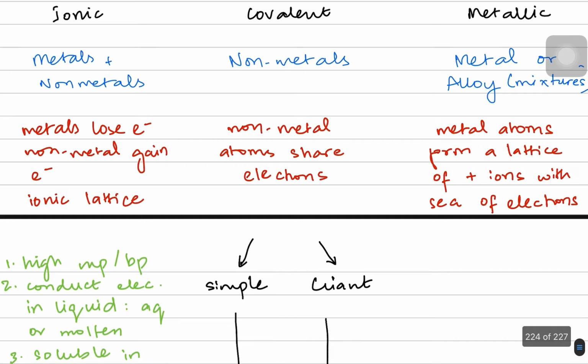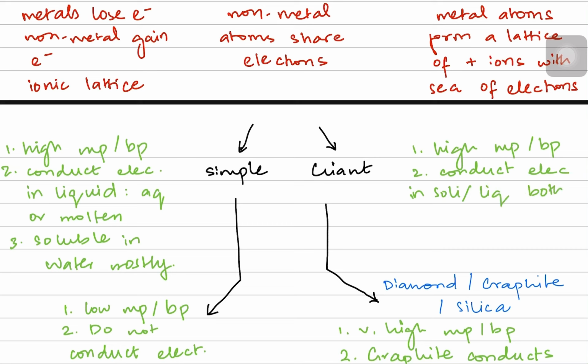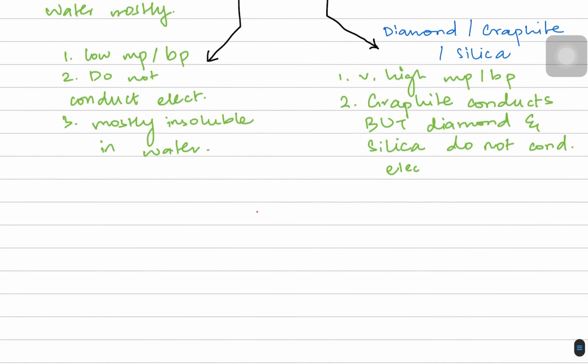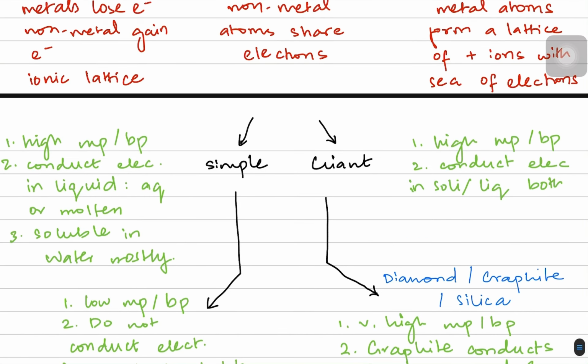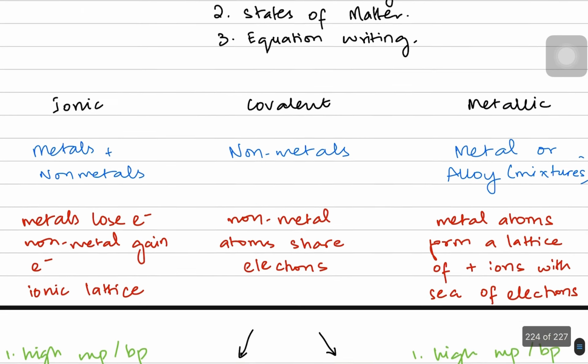When you talk about metallic structures, they again have high melting point and boiling point. The second thing is they conduct electricity in solid and liquid, both. These are the main properties of these structures. Remember one more thing: ionic compounds conduct electricity when liquid. Metallic compounds do even when they're solid, even when they're liquid. So this is a basic revision of bonding.